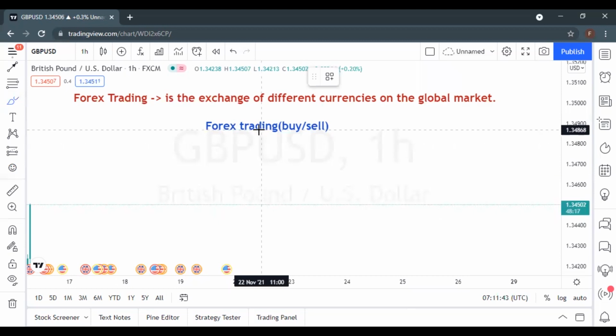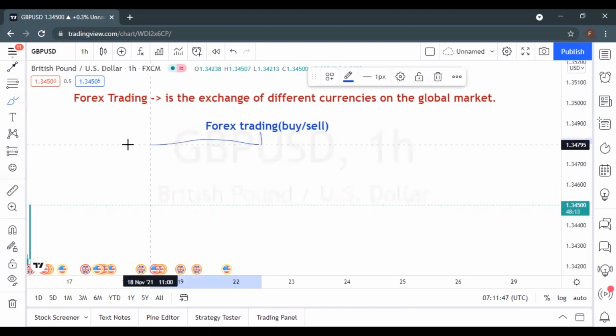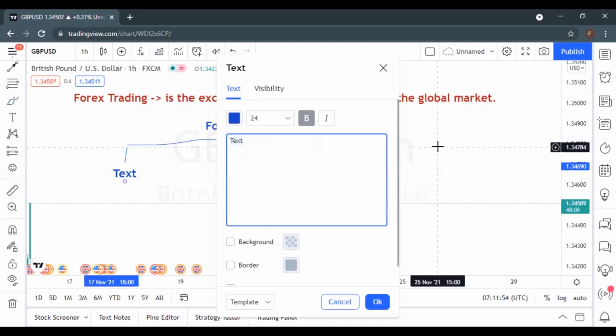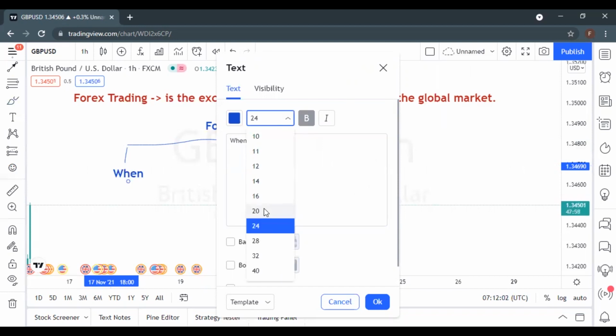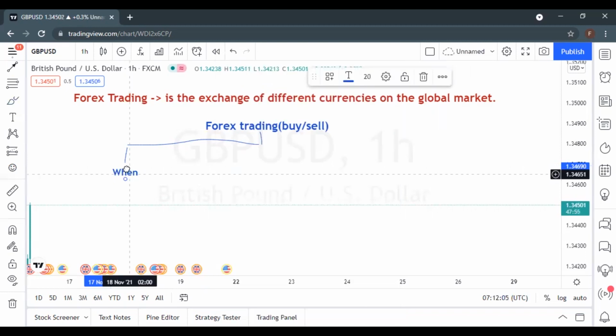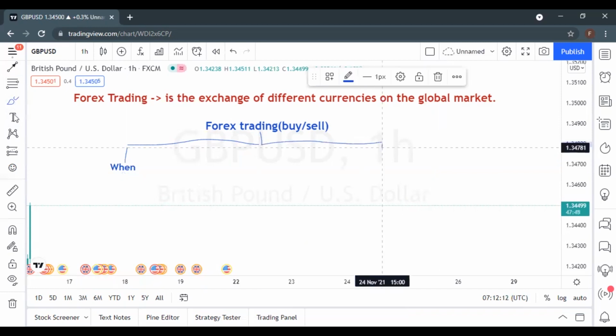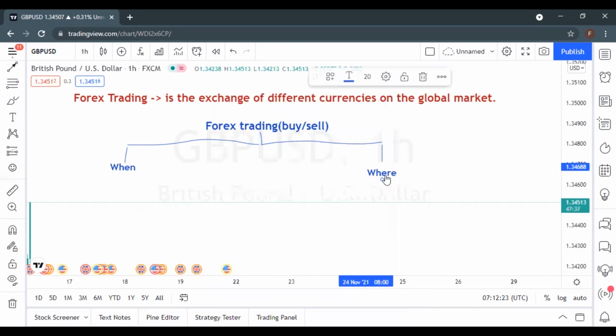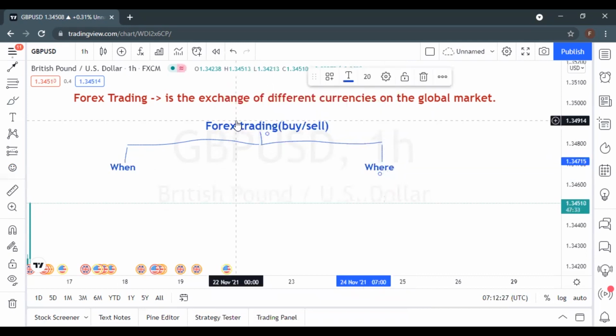One thing that you need to know is where and when to enter a trade. Let's reduce this to 20, right? We need to know when to enter a trade. We also need to know where to enter a trade. These are some of the most important questions that you have to answer before you press your buy or your sell. So when do we need to enter a trade? Not too early, not too late.